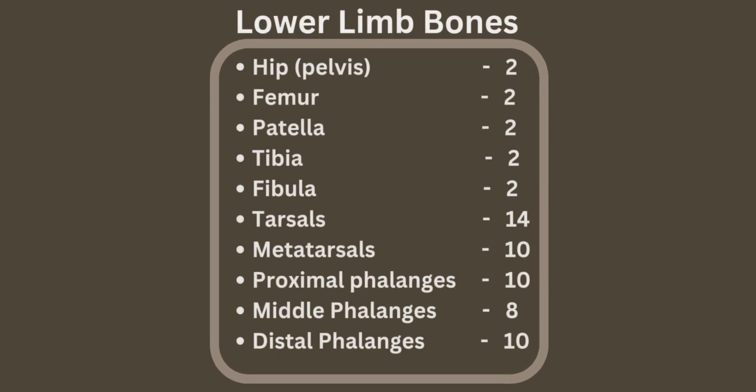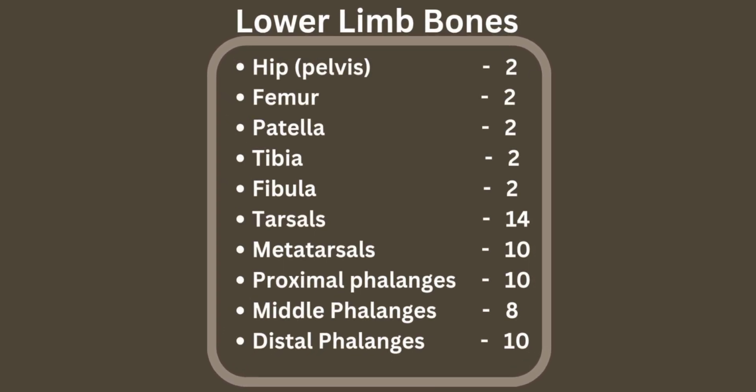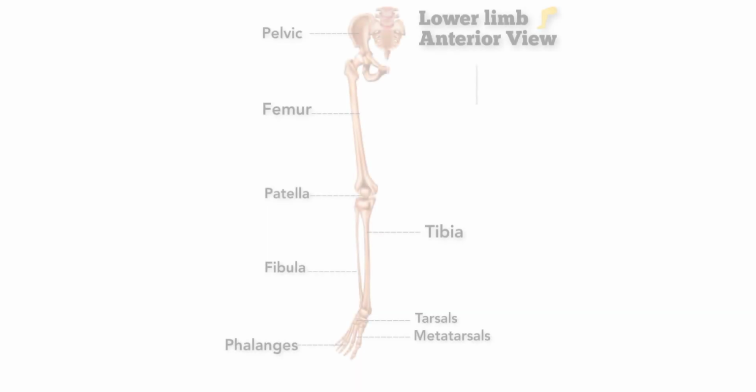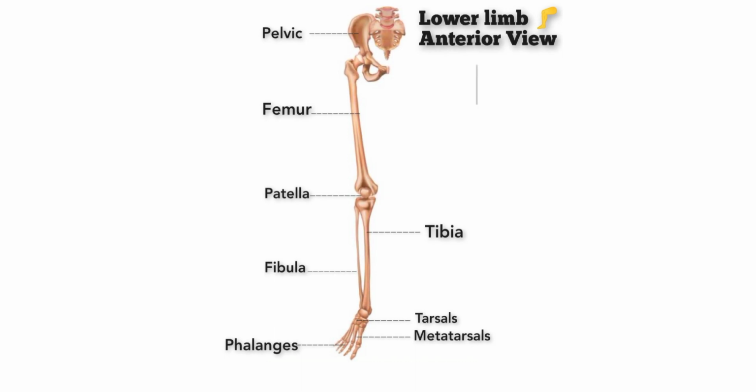Lower limb bones: hip or pelvis 2, femur 2, patella 2, tibia 2, fibula 2, tarsals 14, metatarsals 10, proximal phalanges 10, middle phalanges 8, distal phalanges 10. This is the anterior view of the lower limb: hip or pelvis, femur the thigh bone, patella is called kneecap, tibia and fibula are the leg bones, tarsals and metatarsals are foot bones, toes are made up of proximal, middle, and distal phalanges.